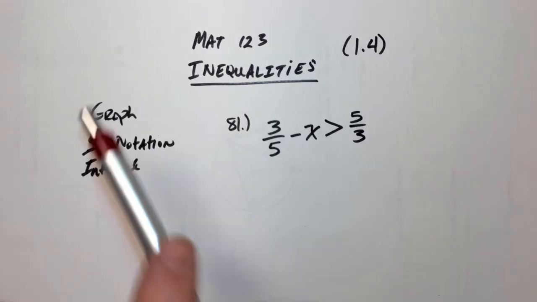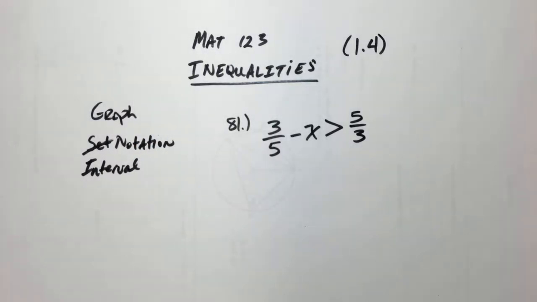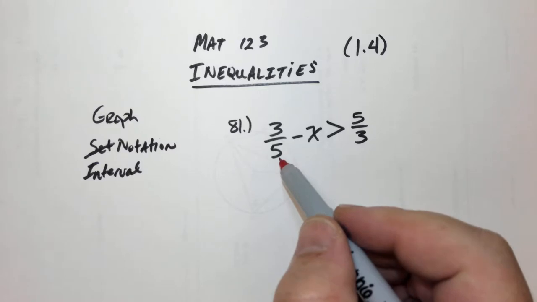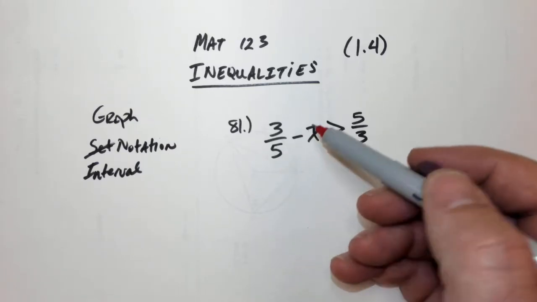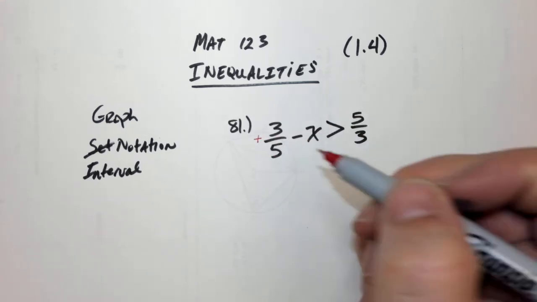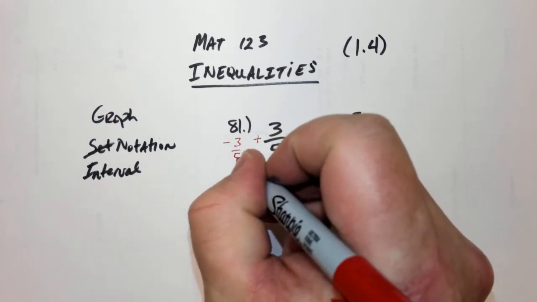So before we can graph it or put it in set notation or interval notation, we have to solve first, right? Tricky thing is, this is really positive, not negative. That's positive. This is negative. So it's really like a positive. So what we really got to do is subtract 3/5 from both sides.